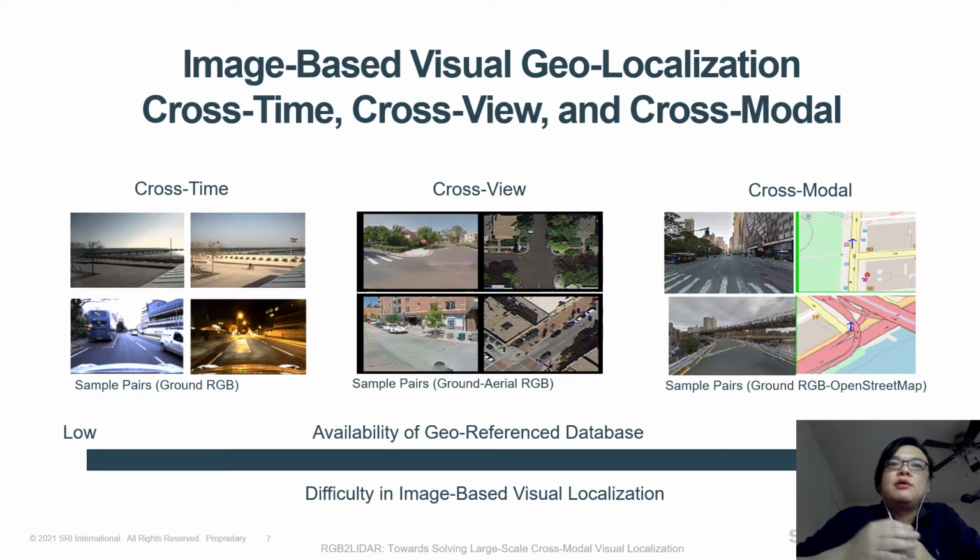So this problem we call cross-time geolocalization. It is because this reference data may be collected across different time periods, different weathers, or different lighting conditions. In this cross-time geolocalization field, there are already a lot of research works in this direction.